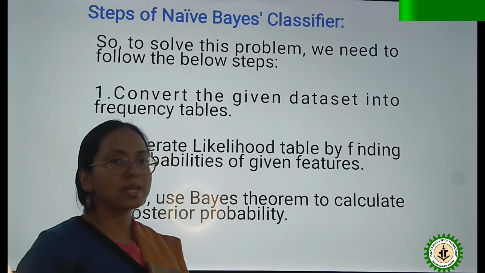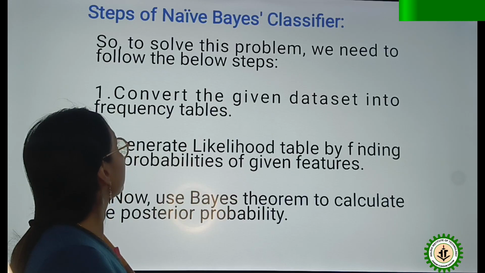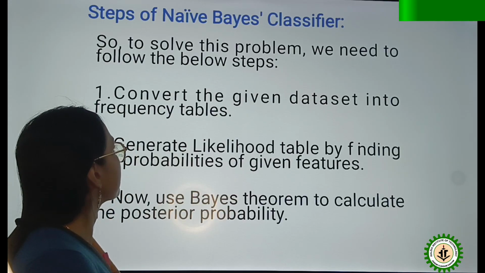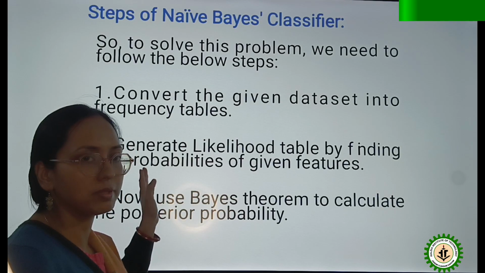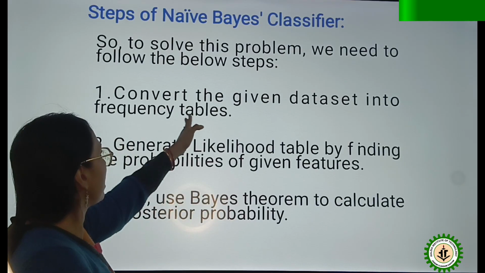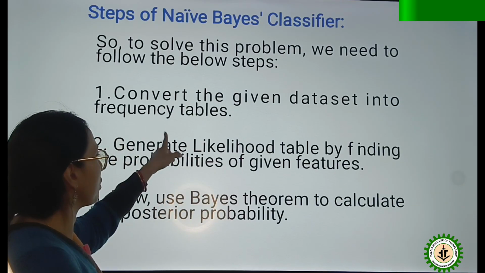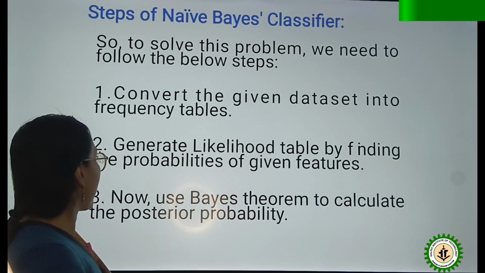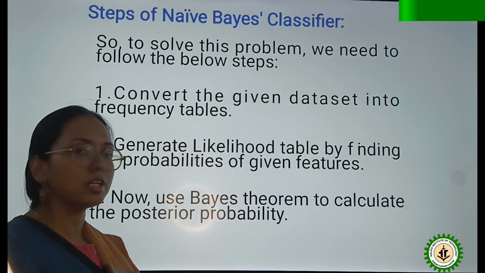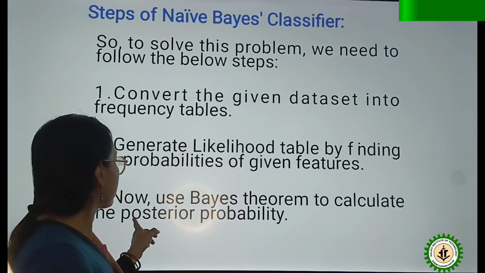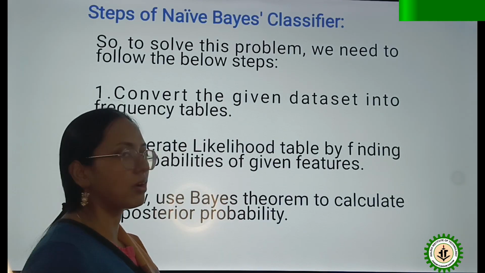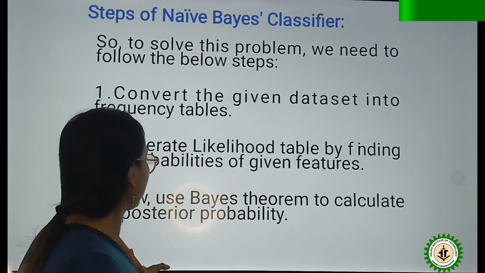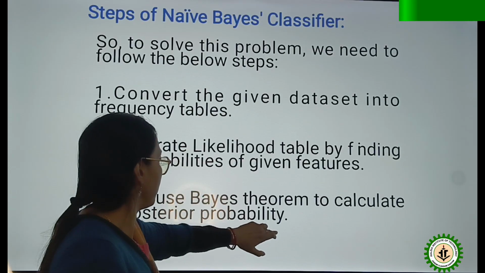Okay, so what are the basic steps to apply the naive-Bayes classifier? To solve this kind of problem, we need to follow the steps below. Number one is converting the given dataset into frequency tables. Number two is generating a likelihood table by finding the probabilities of the given features. And number three is to apply the Bayes theorem to calculate the posterior probability.